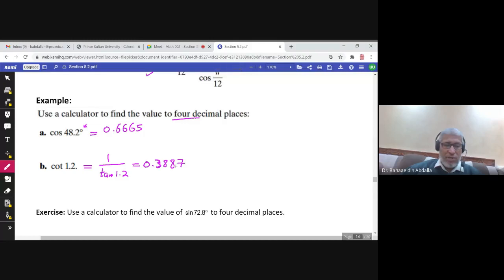Now after 7, I have 7. Okay, 7 is greater than 5. So I erase this one and I change it from 7 to 8, and I also erase this one. So cotan 1.2, when approximated to 4 decimal places, is 0.3888.